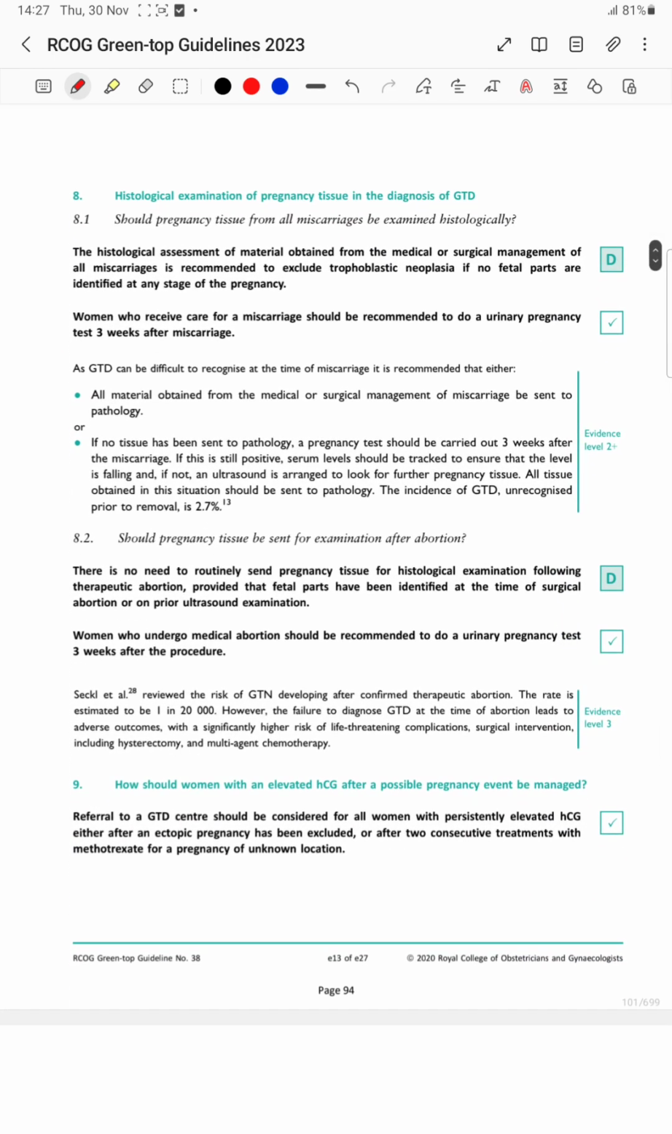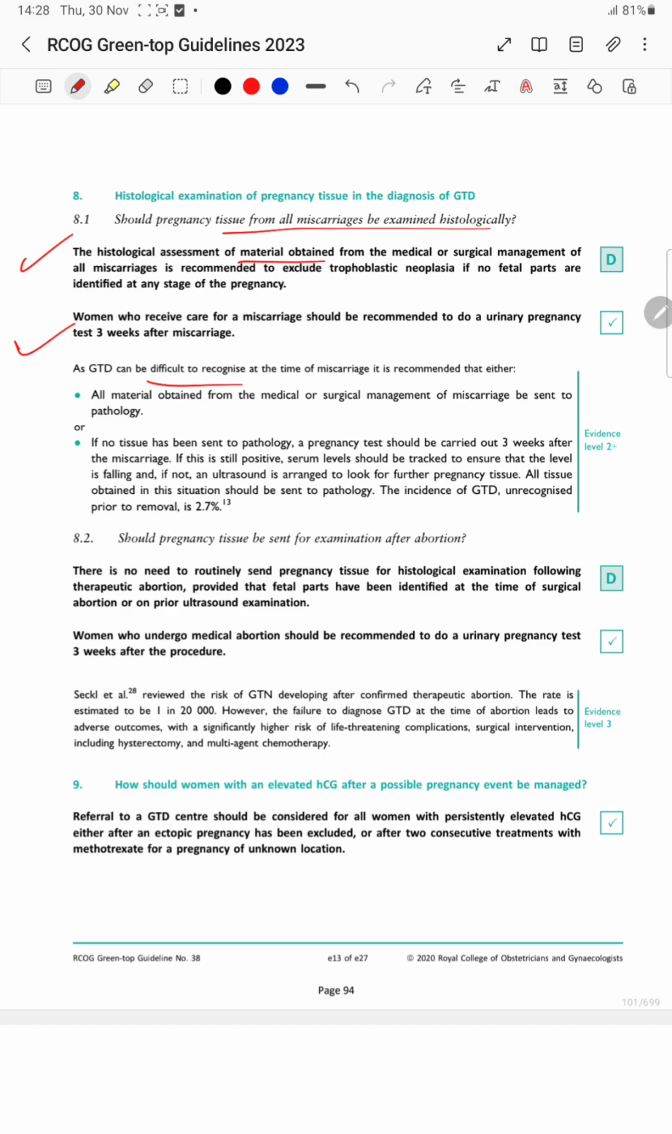Histological examination of pregnancy tissue is important in the diagnosis of GTD, therefore all miscarriages should be examined. Histological assessment of material obtained from the medical or surgical management of all miscarriages is recommended to exclude trophoblastic neoplasia if no fetal parts are identified at any stage of the pregnancy. And women who receive care for a miscarriage should be recommended to do a urinary pregnancy test 3 weeks after the miscarriage, as GTD can be difficult to recognize at the time of the miscarriage.